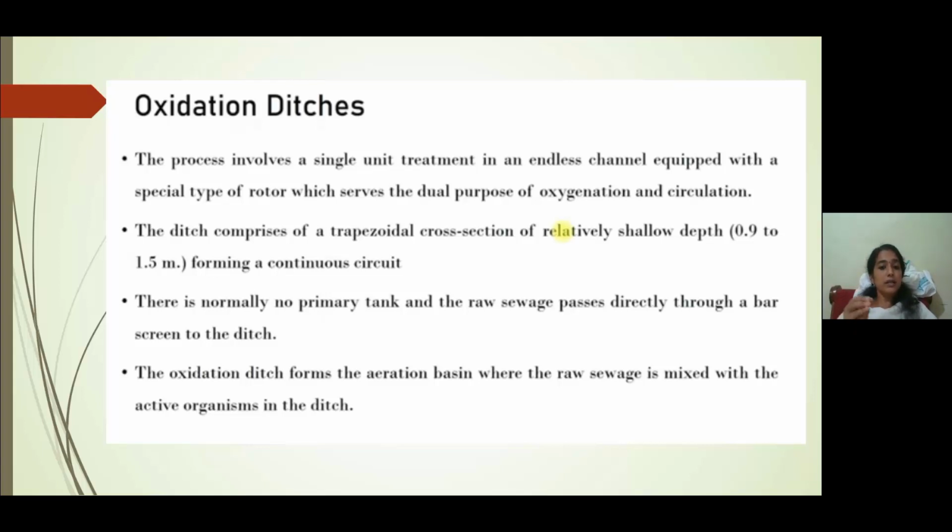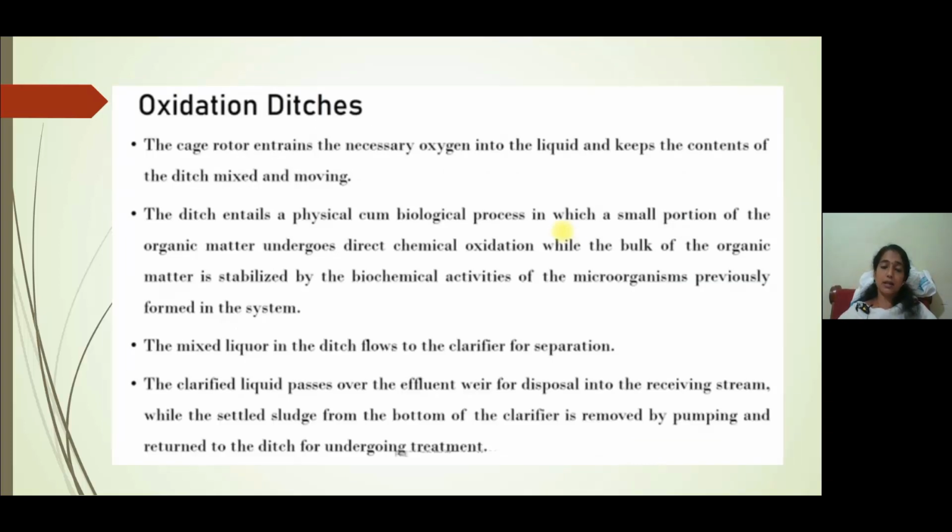There is normally no primary tank, and the raw sewage passes directly through the bar screen to the ditch. The oxidation ditch forms an aeration basin where raw sewage is mixed with the active organisms in the ditch, and they convert these unstable compounds into stable compounds. The cage rotor entrains the necessary oxygen into the liquid and keeps the content of the ditch mixed and moving, and also the oxidation takes place.